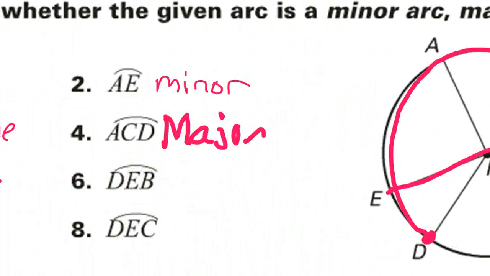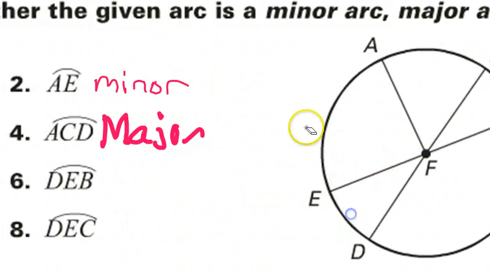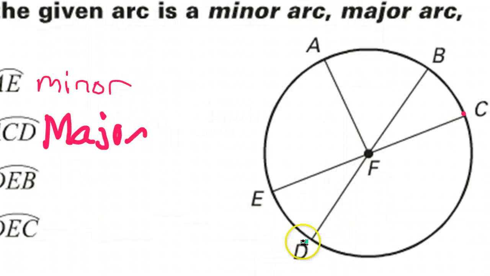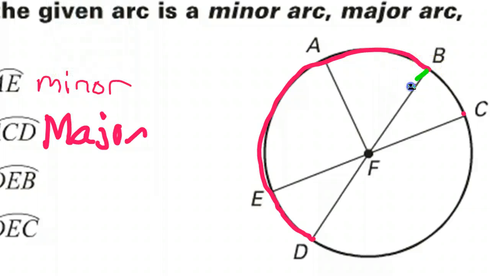Alright, what about DEB? What about our good friend Deb? DEB means start at D, pass through E, and go to B. So D, E, B. What do you say? That is a semicircle. Notice that this is a diameter, so that makes this definitely a semicircle.